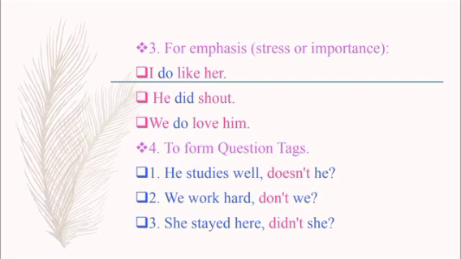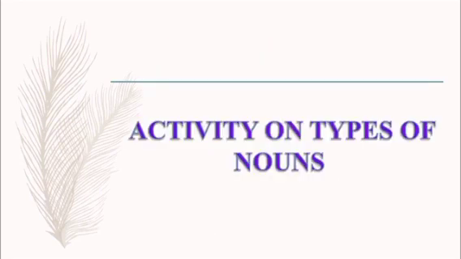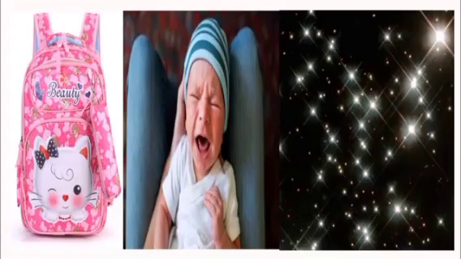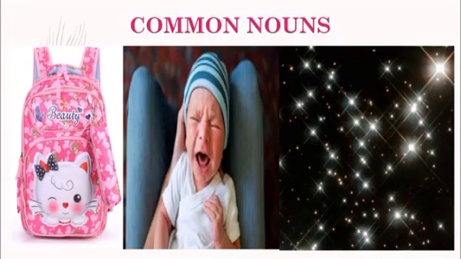Students, now we are going to learn noun and types of nouns through an activity. Shall we start? Yes. Students, now look at these pictures. Here we can see a bag, a baby and stars, right? These pictures are from which category? Yes, very good students. These pictures denote common nouns.